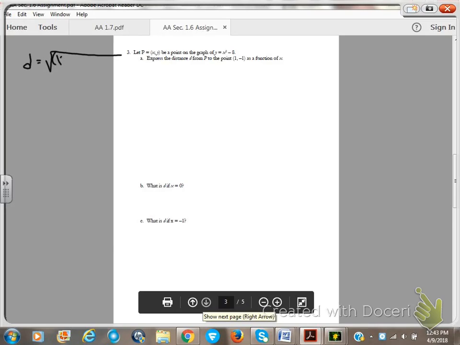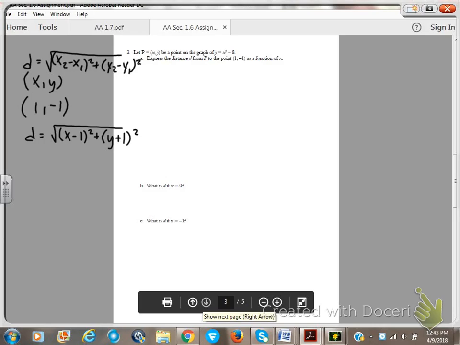The square root of (x2 minus x1) squared plus (y2 minus y1) squared. And you have to have two ordered pairs in order to use the distance formula. The two ordered pairs that we have are (x, y) and (1, -1). Plugging that in, we've got the distance equals the square root of (x minus 1) squared plus (y plus 1) squared. We want this to be a function of x, which means the only variable that we want in this equation is x. We need to replace y. This y right here can be replaced with x squared minus 8.